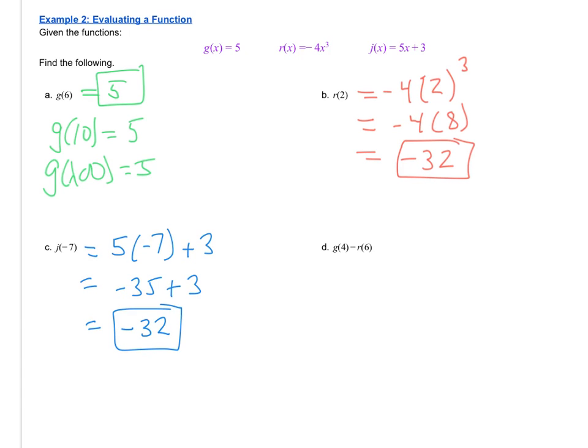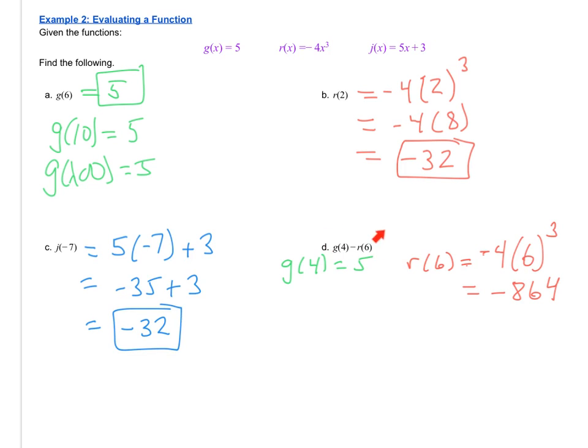Now in letter D, we want to find g of 4 minus r of 6. In order to do that, we're going to find each of these separately, starting with g of 4. g of 4 is equal to our constant function, which was 5. Then I need to find r of 6. R of 6, I'm plugging into my r function, which would be negative 4 times 6 to the third. If I plug that in my calculator, I get r of 6 to be negative 864.